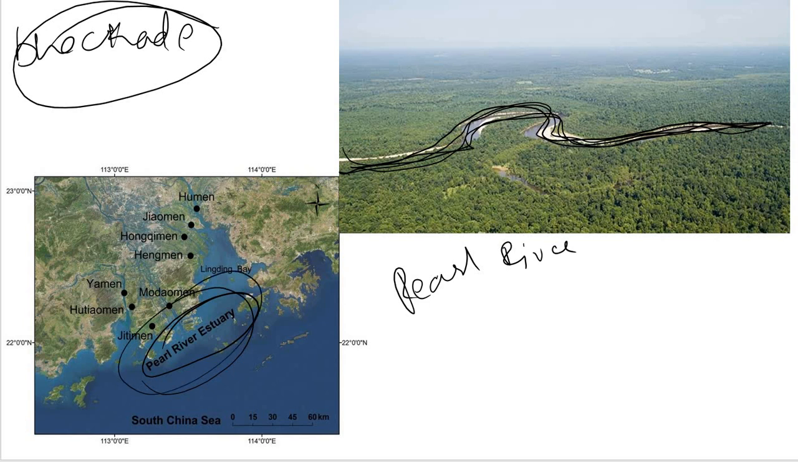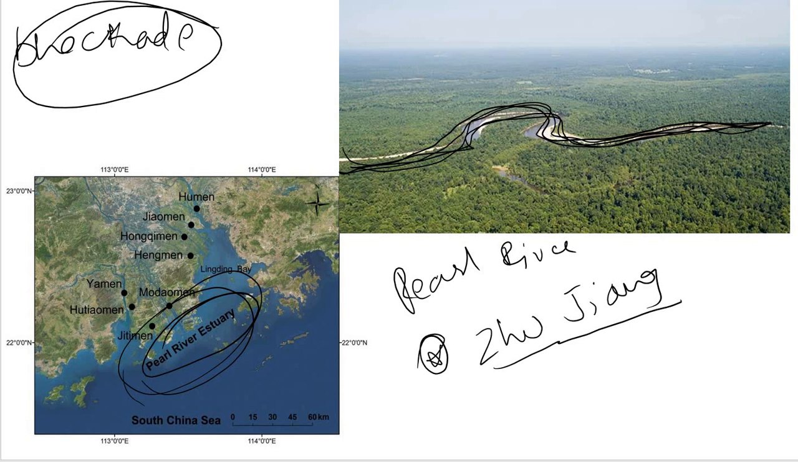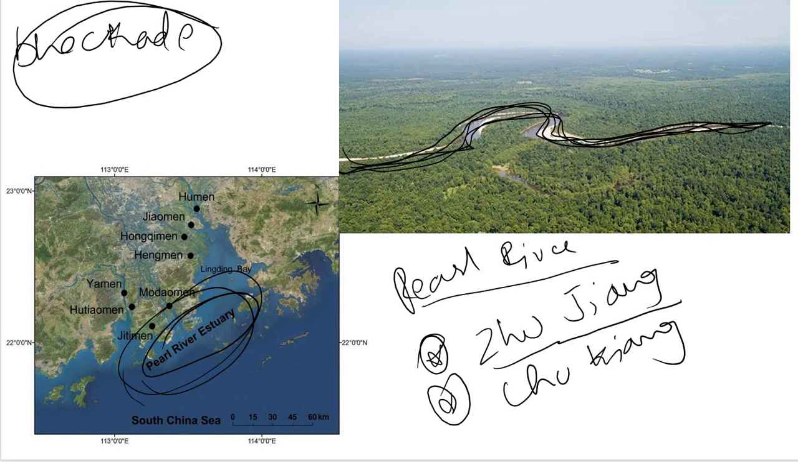the blockade in the Pearl River. The present name for the Pearl River is Zhujiang. You can just note this down. This can be helpful for your GK or competitive exams. This river is also called Chuking. So there are three names: you can call it the Pearl River, Zhujiang, or Chuking. Okay, now we'll come back to the story.